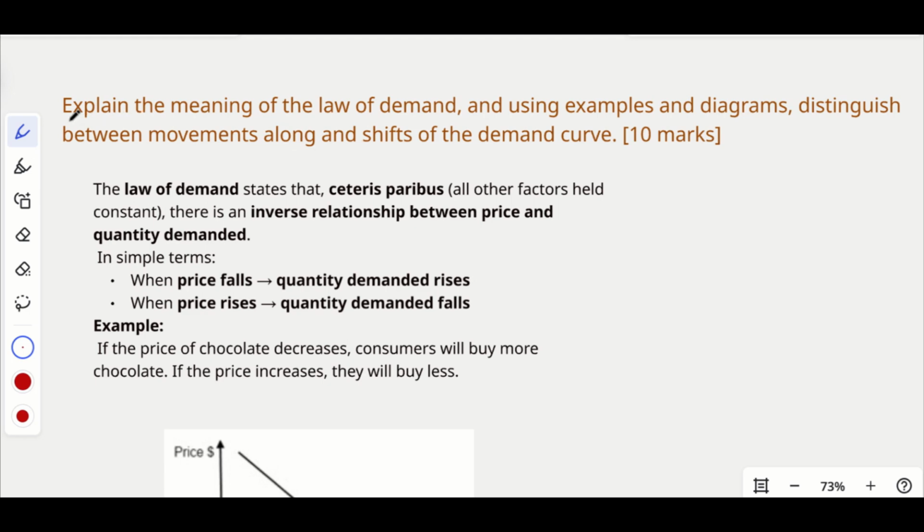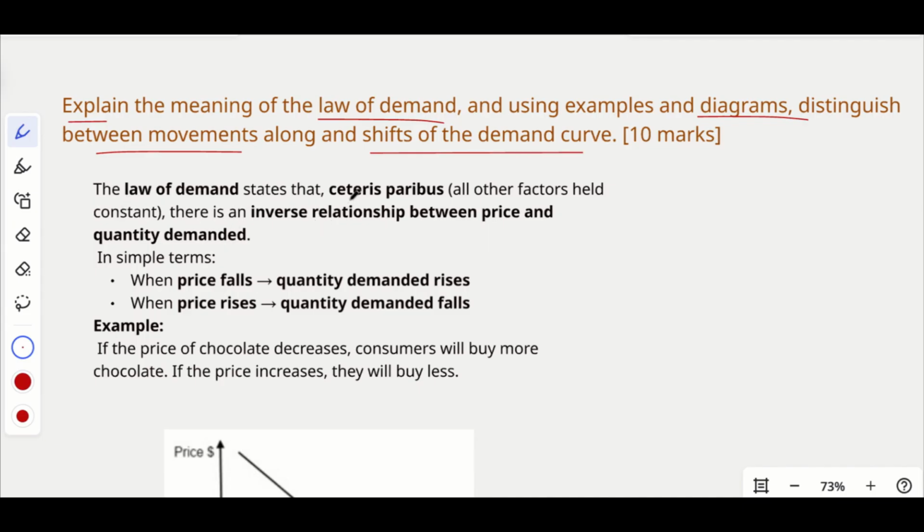Let's solve this economics question. Explain the meaning of the law of demand and, using examples and diagrams, distinguish between movements along and shift of the demand curve. So we have to discuss two things: due to the change in price, what is the movement along the demand curve, and the shift of the demand curve. Okay. So first, let's see what the law of demand is.